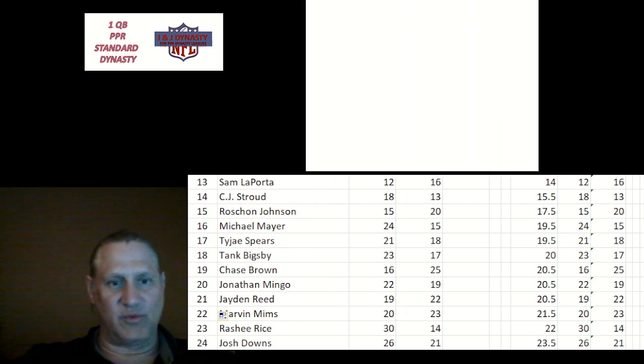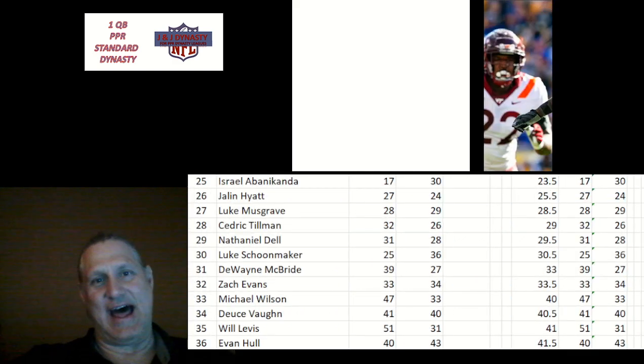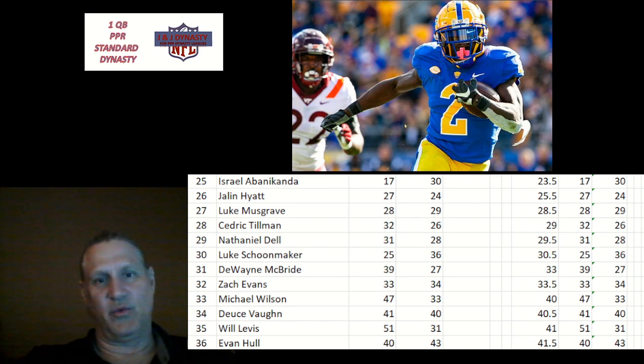So let's hit round 3. So Israel Abakanda, I mean, he's the one that's going off first in the third round here. Hyatt Musgrave, Cedric Tillman, and Nate Dell. I'm very surprised that he's there. You can see that he's all the way up to 17 and pick 30. So that's a big discrepancy between the guys. So it is what it is. This is how the numbers are averaging out.